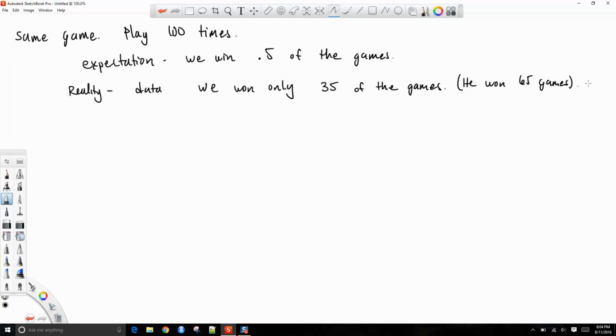This feels a lot more, in our gut, like I don't think this could have happened just from bad luck. Bad luck might cause me to lose a few more games, but bad luck shouldn't cause me to win only 35 of the games. This is really, really bad luck. So our gut now says this is not the work of bad luck alone, and we now suspect that our opponent has cheated us.